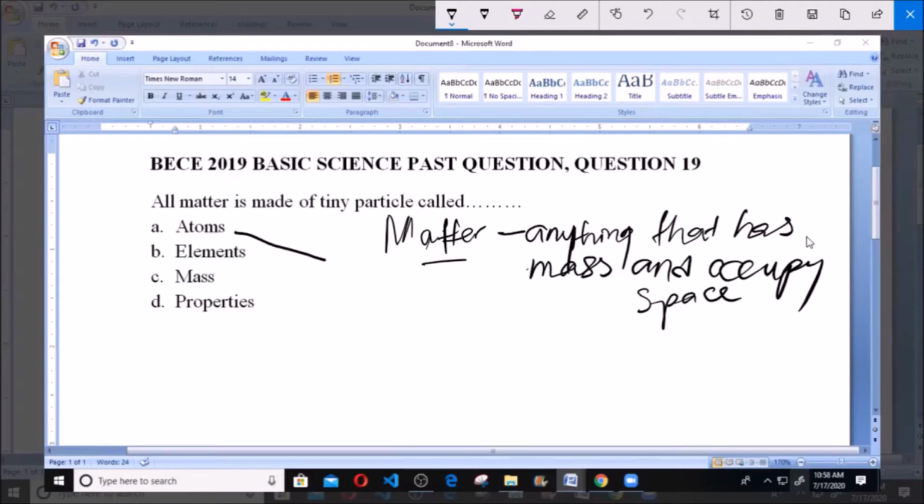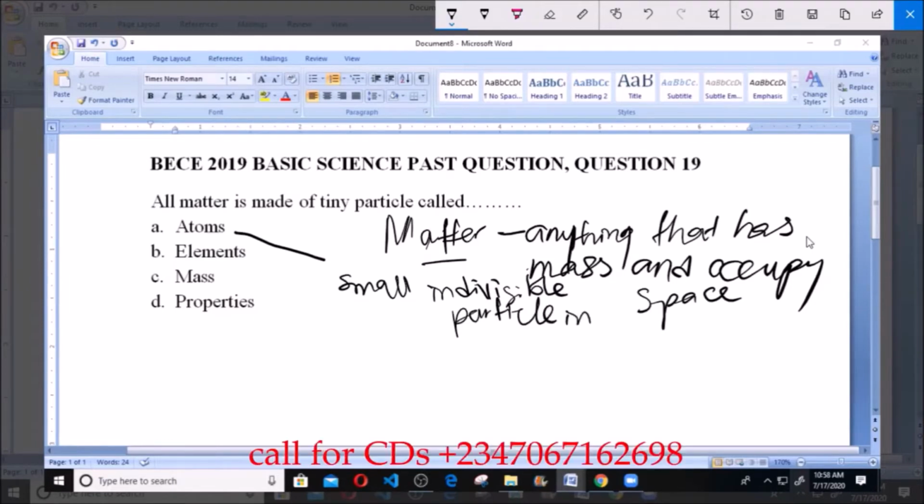Now, number A says atom. Atom simply means small, indivisible particles in a substance. So atoms are the smallest indivisible particles you find in matter. They are the smallest indivisible particles, very very tiny.